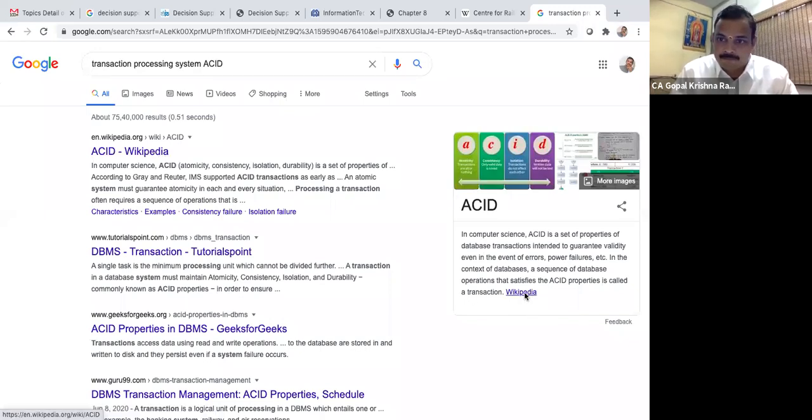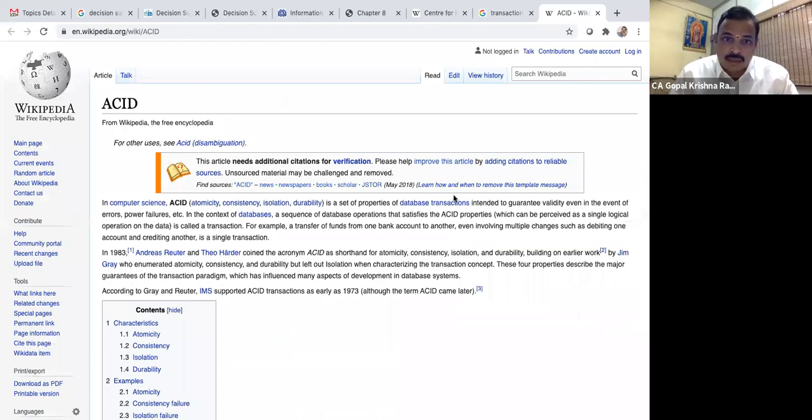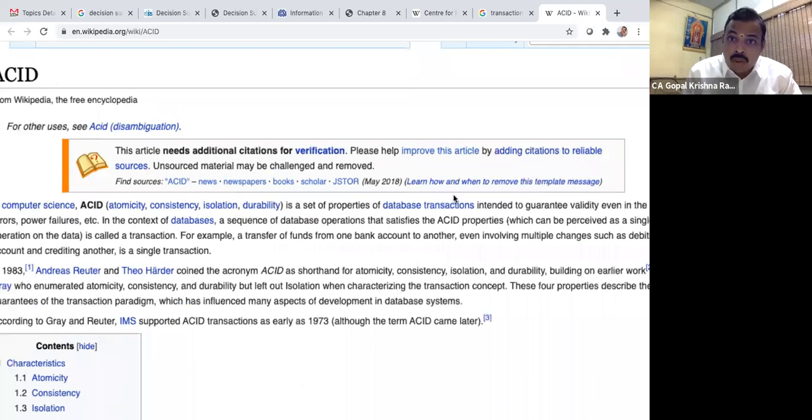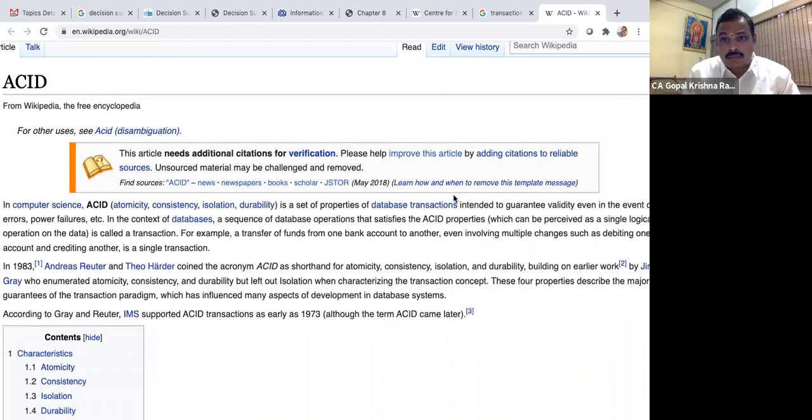Please look here. Hope all of you can see what ACID is here. This is the property of a transaction processing system, and that too in an online transaction processing system, OLTP. Now, what is this ACID?